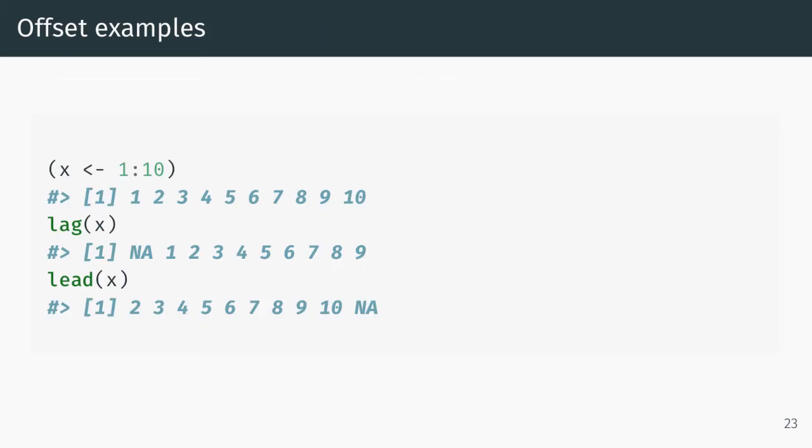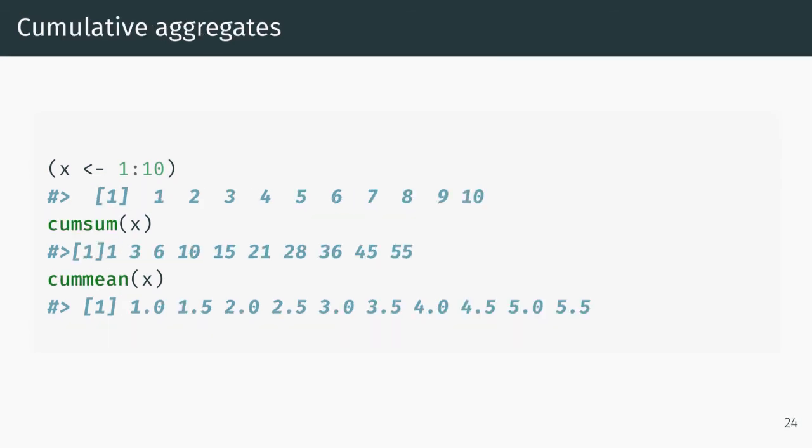The offset examples, lag x and lead x, I think those are the only two. So we can either look at data behind where we are or ahead of where we are. Useful in time series calculations.